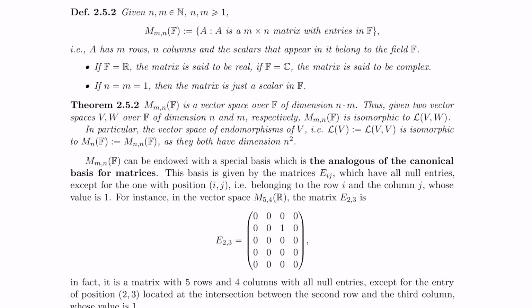So, if we consider two vector spaces V and W over the field F with dimensions n and m respectively, we have that the dimension of L of V and W is exactly n times m. For this reason, we have that the space of matrices is isomorphic to the space of linear maps. In particular, we have that the vector space of endomorphisms of V, that is denoted like this, is isomorphic to the vector space of square matrices, that is denoted like this, because they both have dimension n square.